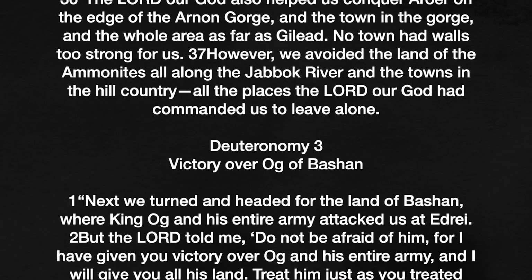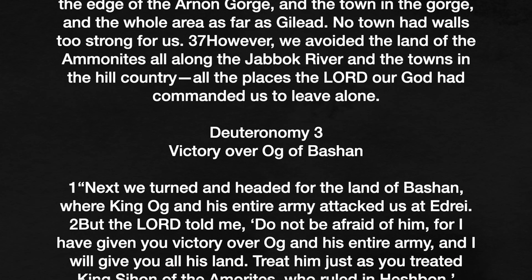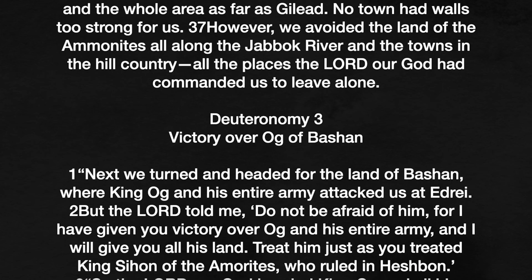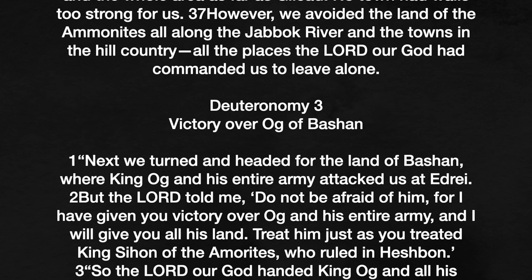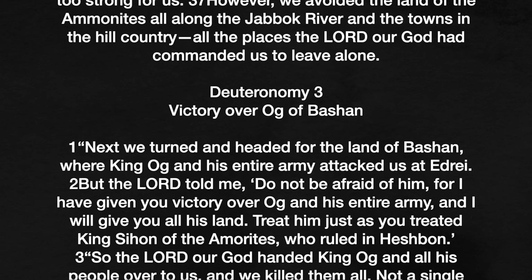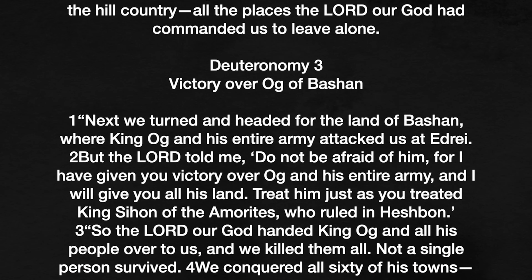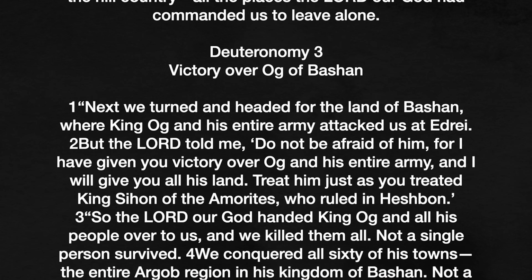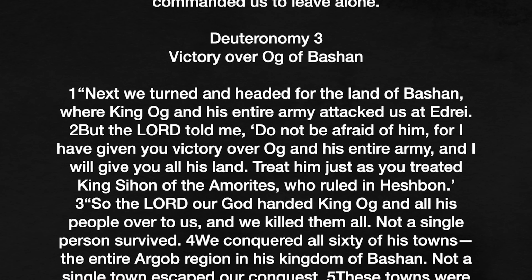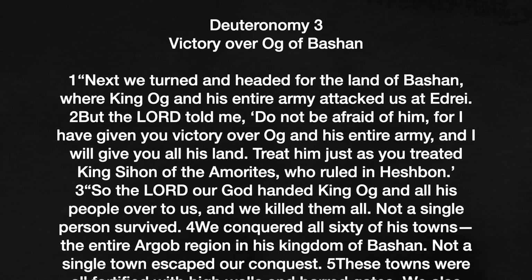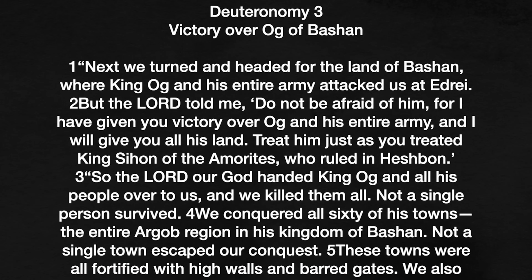Deuteronomy 3. Next we turned and headed for the land of Bashan, where King Og and his entire army attacked us at Edrei. But the Lord told me, "Do not be afraid of him, for I have given you victory over Og and his entire army, and I will give you all his land. Treat him just as you treated King Sihon of the Amorites, who ruled in Heshbon."